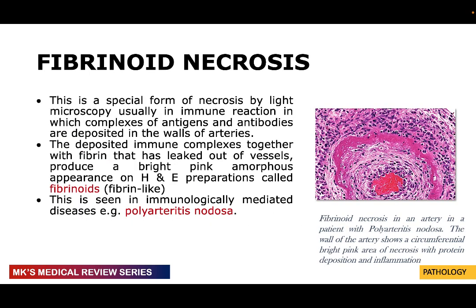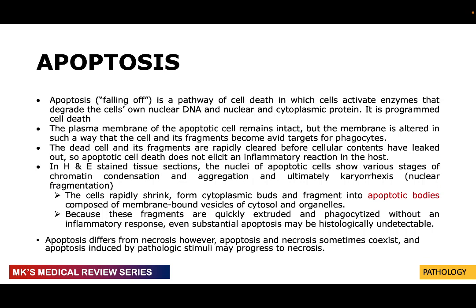The next type of necrosis is known as fibrinoid necrosis, common in blood vessels. So we see it mostly in immunological conditions, things like polyarteritis nodosa. Here you have this special type of necrosis. When you look at it under the microscope, you have these immune reactions happening where complexes of antibody and antigen are depositing in the walls of the arteries, as you can see in this picture here. Then this deposited immune complex together with fibrin leaks out into these vessels, and it produces this bright pink amorphous appearance under hematoxylin and eosin, which is what we call fibrinoid. They are fibrin-like strands. So those are the different types of necrosis that you need to be wary of.